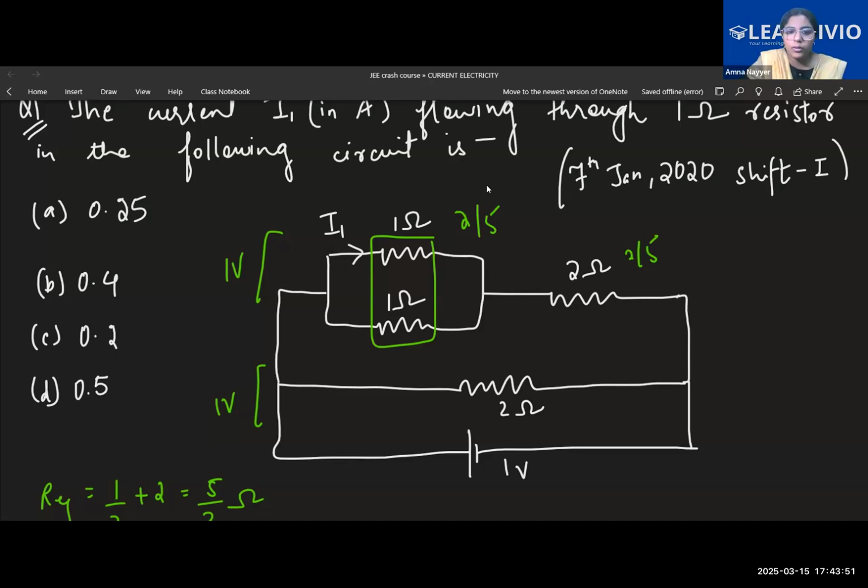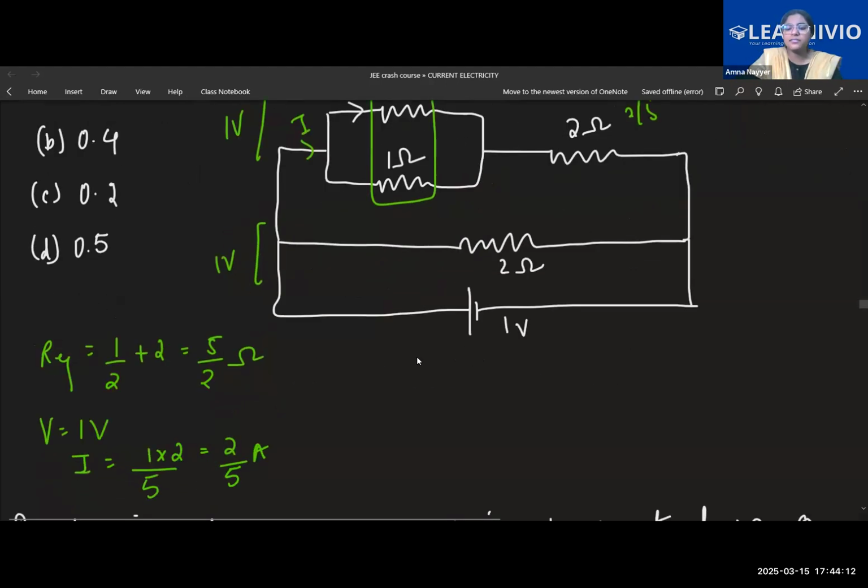And what are we concerned with? We are concerned with just this part. So 2 by 5, see, these resistors are identical. Means the current will be divided into exactly 2 parts, because whatever I comes here, I1 and I2 both will be equal because these resistors are identical. So basically 2 by 5 for I1, 2 by 5 gets divided by 2. So 2 gets cancelled, 1 by 5, this is equal to 0.2 amperes. So option C. Easy. So these kinds of questions have come in your JEE.